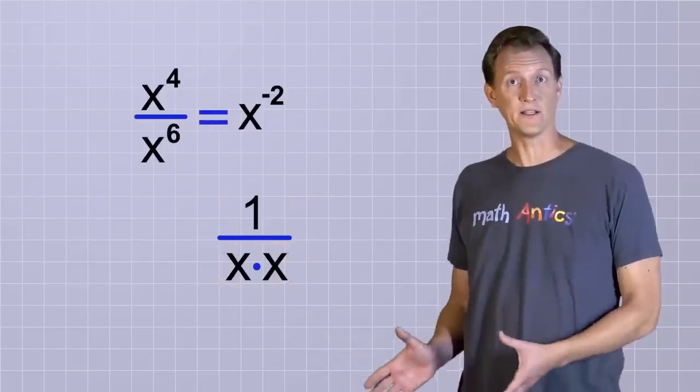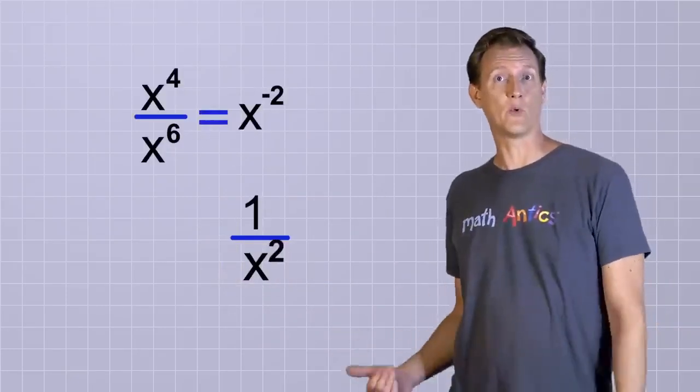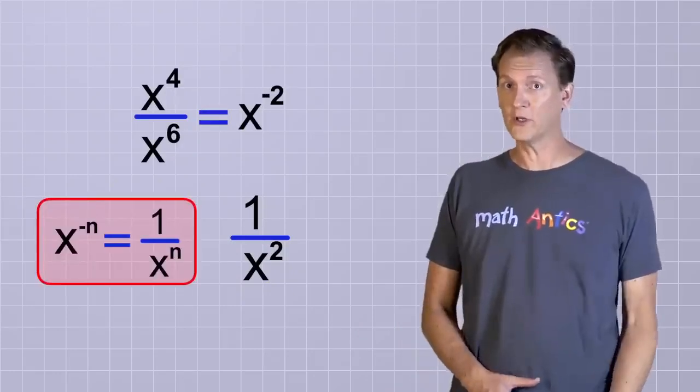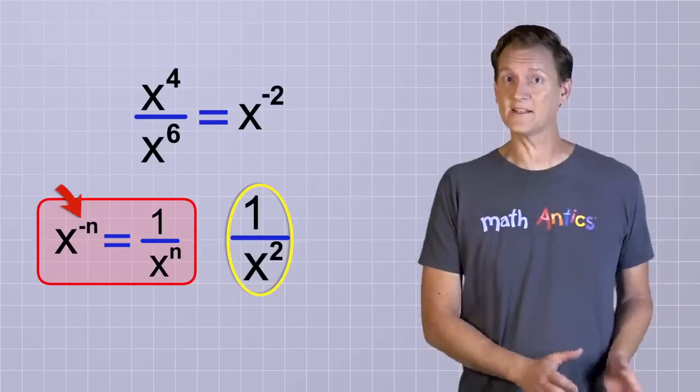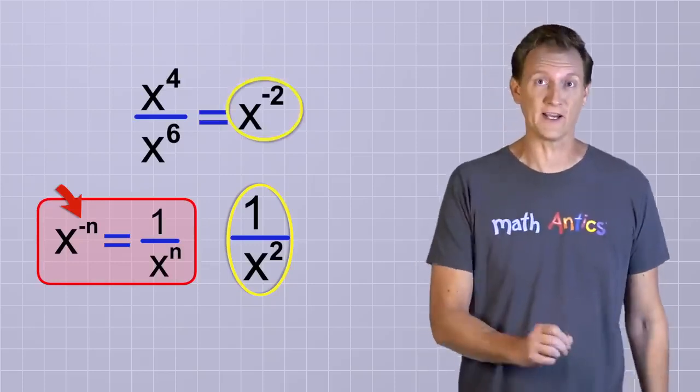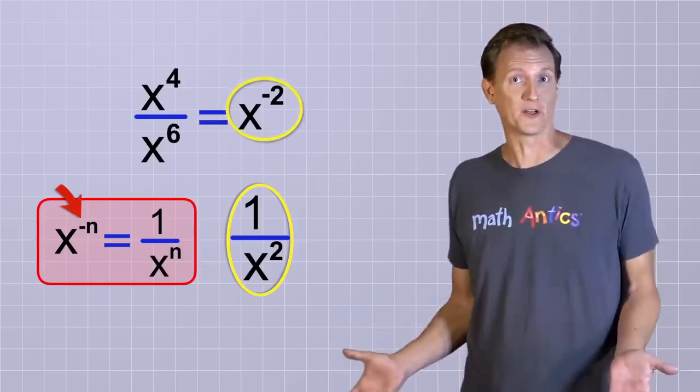If we recombine these two x's, we get 1 over x squared. And if you remember the law we learned earlier about negative exponents, you'll see that 1 over x squared is exactly the same as x to the power of negative 2. So these laws really do work.